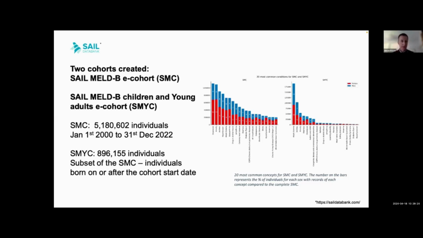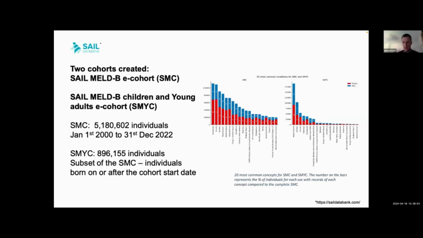And the second is the SAIL MELD-B Children and Young Adults cohort. The main cohort is just over 5 million individuals, followed between January the 1st, 2000 and the end of December 2022, so a 22-year cohort study. The difference with the Children and Young Adults cohort is that it is a subset of that main cohort of people who were born on or after the cohort start date.